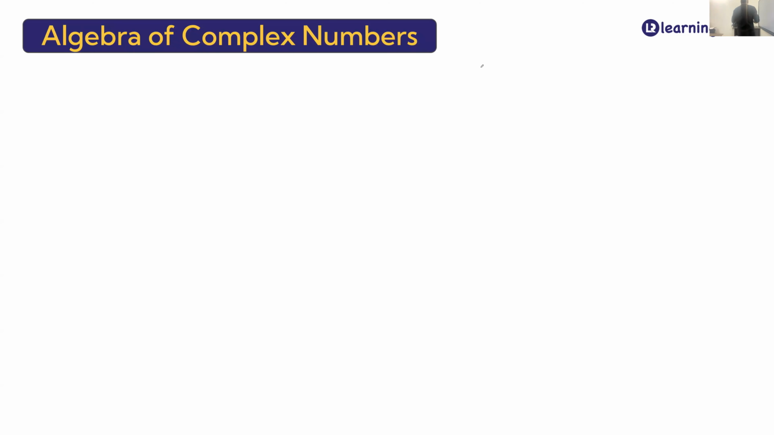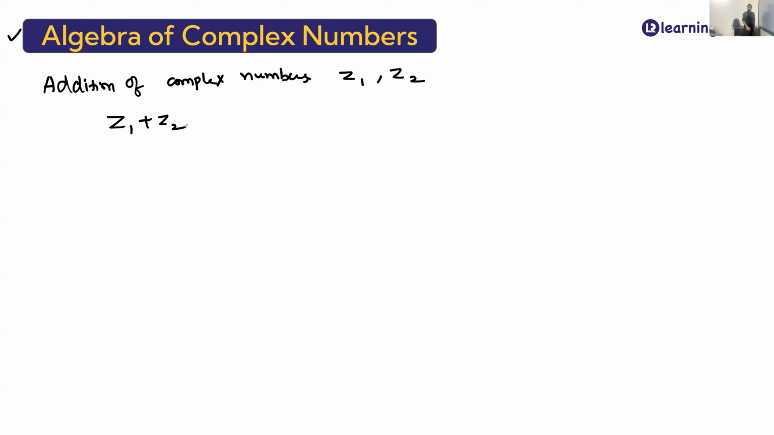The next concept is going to be algebra of complex numbers. As the name suggests, what do you mean by algebra here? You're basically going to add, subtract, multiply, and divide. Right. So when I talk about addition of complex numbers, let's say I have two numbers Z1 and Z2, for which we are performing the operation of Z1 plus Z2. Okay. So I'm going to fix the value of Z1 and Z2 for all the four algebraic operations we are going to see.